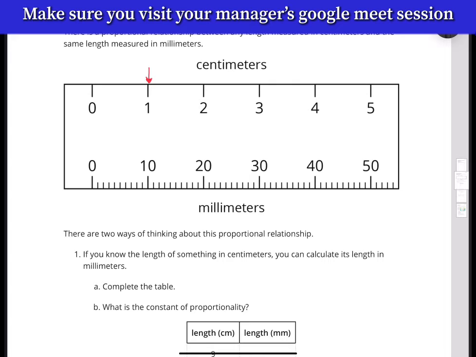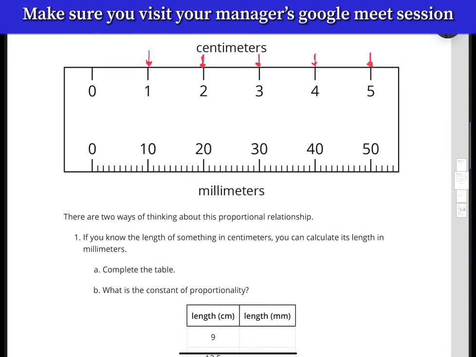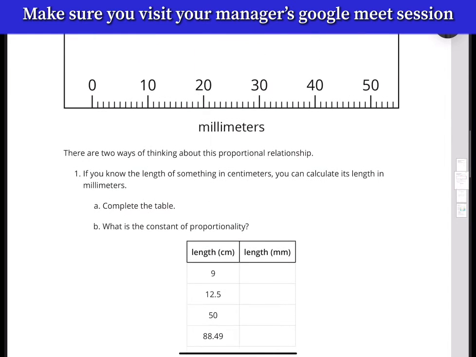Whenever there is 2 centimeters, there's 20 millimeters. Whenever there's 3 centimeters, there's 30 millimeters. Whenever there's 4 centimeters, there's 40 millimeters. And whenever there's 5 centimeters, there is 50 millimeters. So the first part of the question is telling us to complete this table. Now it's asking us, whenever there's 9 centimeters, how many millimeters would there be?